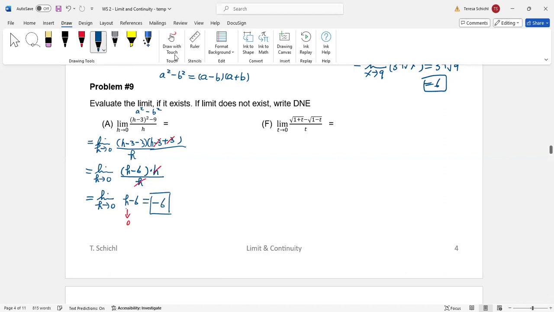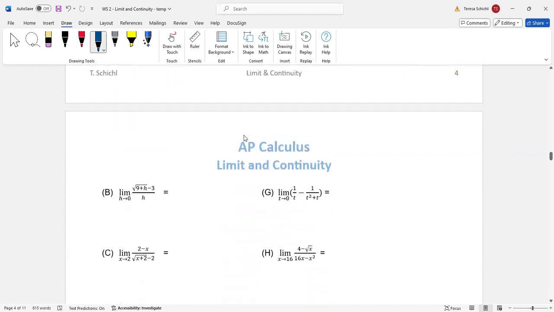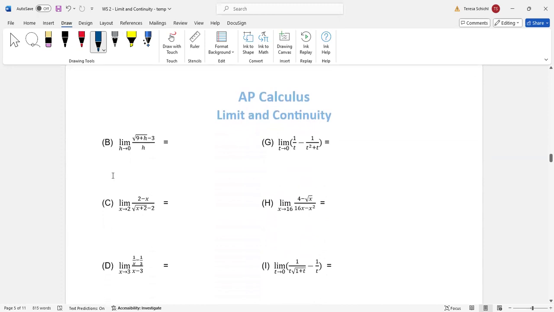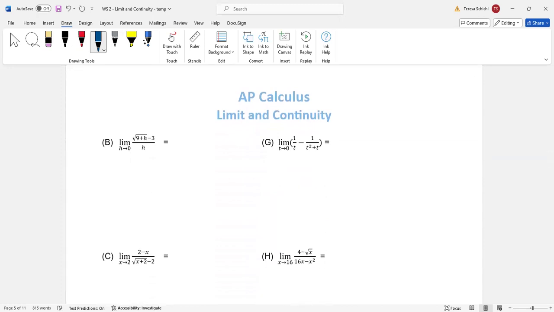That's right. Now let's take a look at the next one. The limit as h approaches 0 again. The top approaches the square root of 9 minus 3. I know the square root of 9 is 3, so this approaches 0. So this is another 0 over 0 situation.